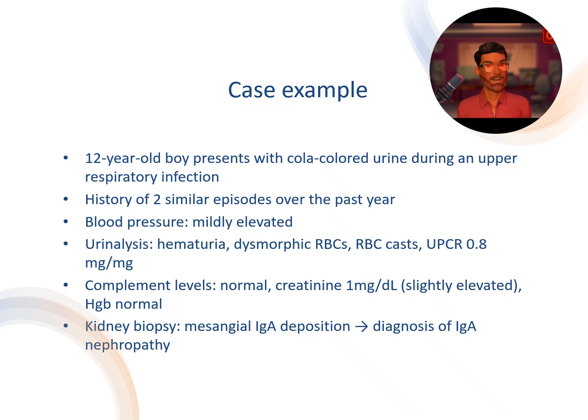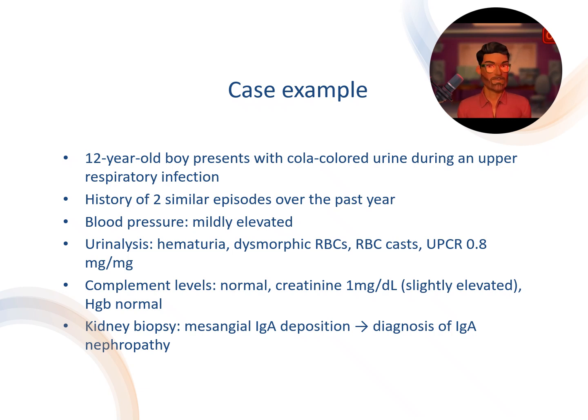The UA shows hematuria, RBC casts, a urine protein creatinine ratio of 0.8, which is elevated but still subnephrotic, and of course, there is gross hematuria. Complement levels are normal, and his creatinine is slightly elevated, and his hemoglobin is normal. On the kidney biopsy, he has some mesangial IgA deposition, and therefore we have a diagnosis of IgA nephropathy.